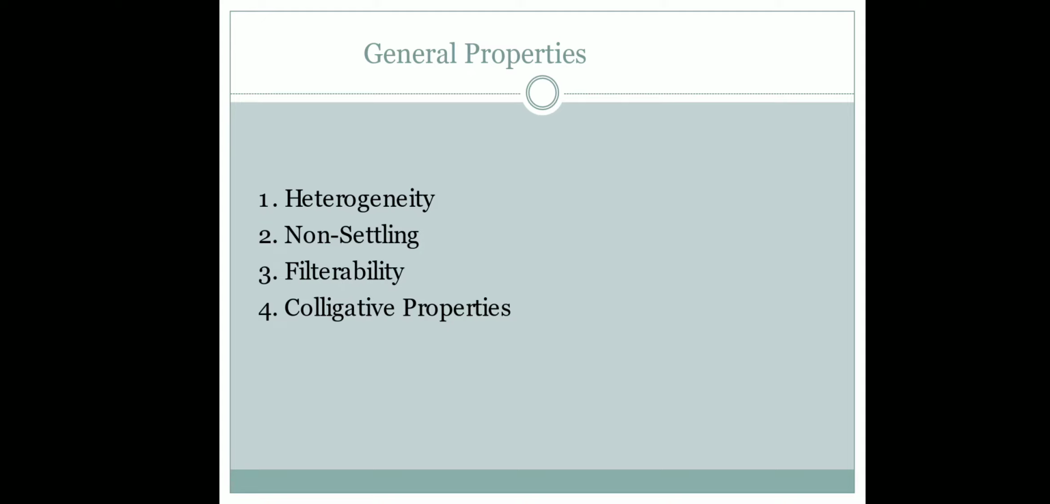About heterogeneity, the colloidal particles consist of two phases, namely dispersed phase and dispersion medium. Therefore, it is heterogeneous in nature. Second is non-settling nature. Colloidal systems are quite stable and the suspended particles remain suspended indefinitely. About filterability, the colloidal particles readily pass through ordinary filter paper, but ultrafilter papers are used for the separation of dispersed phase from the dispersion medium.